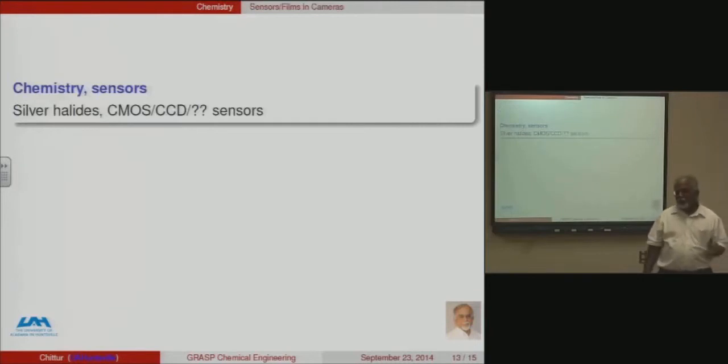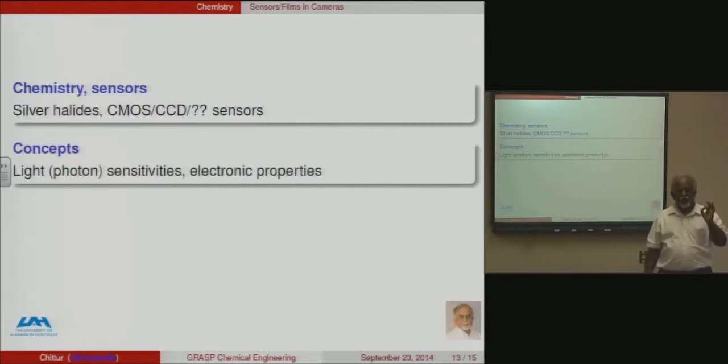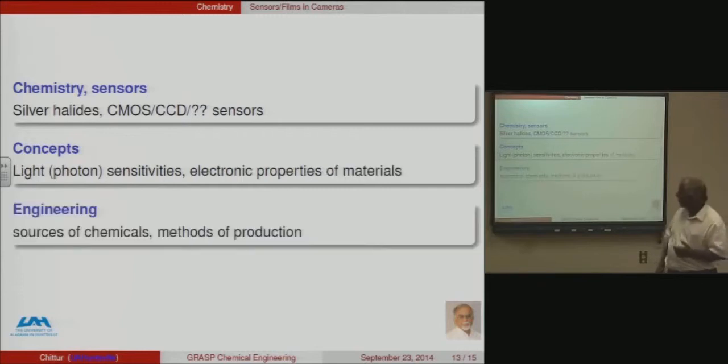In the chemistry portion of it, we're going to look at sensors. And as I mentioned, we're going to look at silver halides and CMOS and CCD sensors. The chemistry concepts you're going to look at involve things like understanding photon sensitivities, how light impacts molecules, and how that is important in the electronic properties of molecules.